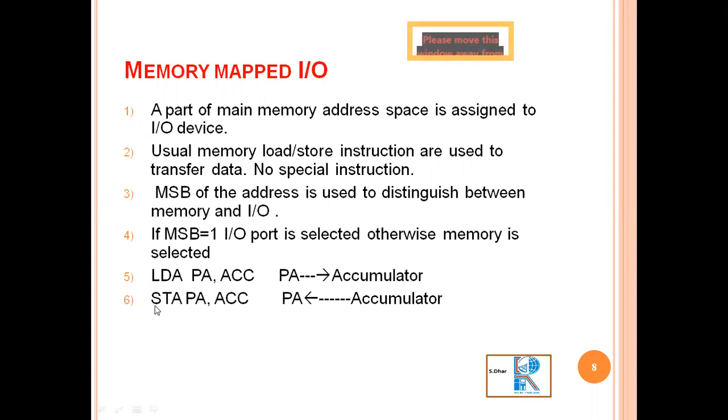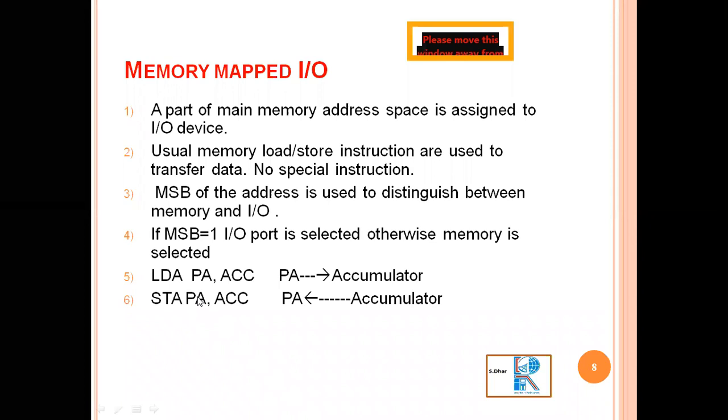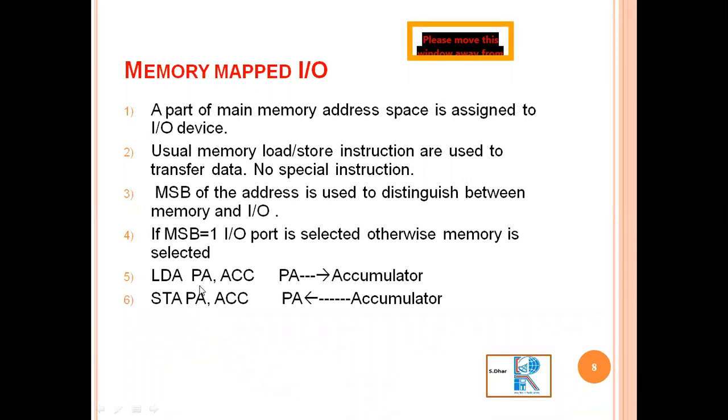Clear? Now see, these are the two special types of instruction: load and store. You already know that load and store operations are used for loading some data into the accumulator and storing the data from the accumulator to a particular device or register. So here LDA PA, accumulator, that means the data is transferred from the port address to the accumulator, the data which is stored in the particular port address. What is the port? Port means the particular register for an IO device. So LDA PA means the data will be transferred from the port address to the accumulator. And store is just the reverse, where data will be transferred from the accumulator.